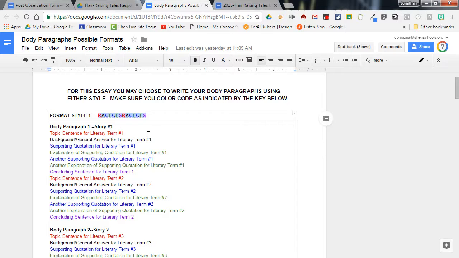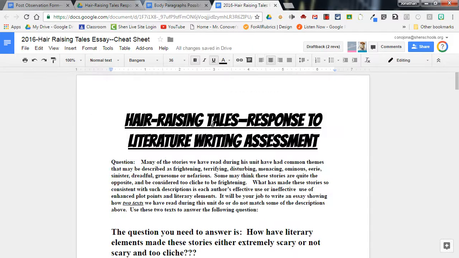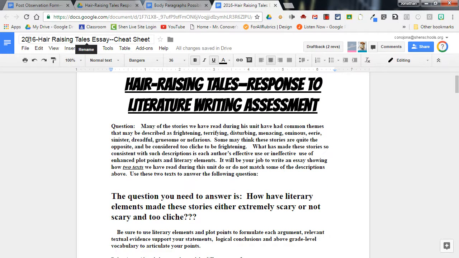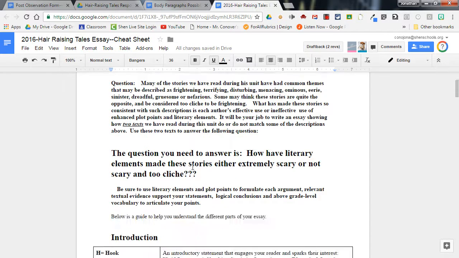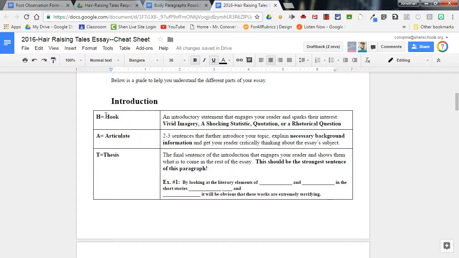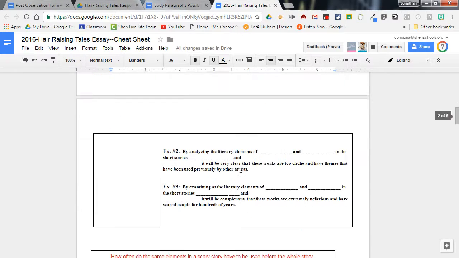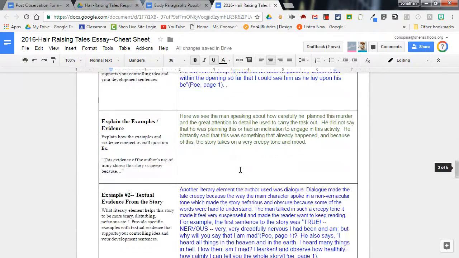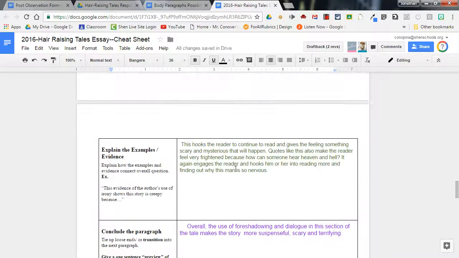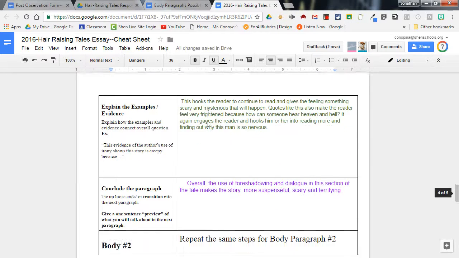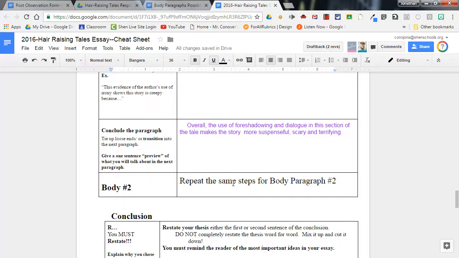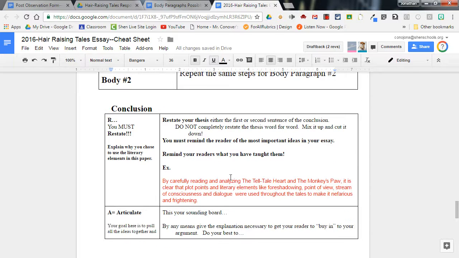The other thing is that we're now to the point of the conclusion piece. If you look on the 2016 Hair Raising Tales cheat sheet, which we used to show our introduction, where we did our hook, we articulated our sentence, and we gave a thesis statement, we gave a model. Of course, we have a sample body paragraph here that's minus a couple of blues and greens, but it was just to give you an example. Body paragraph 2 repeats the same steps. Now we're to the conclusion. This is what I want to talk about.